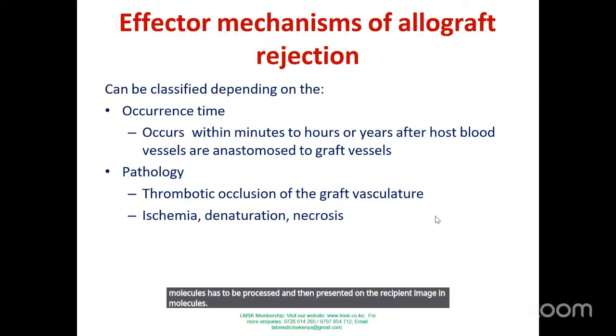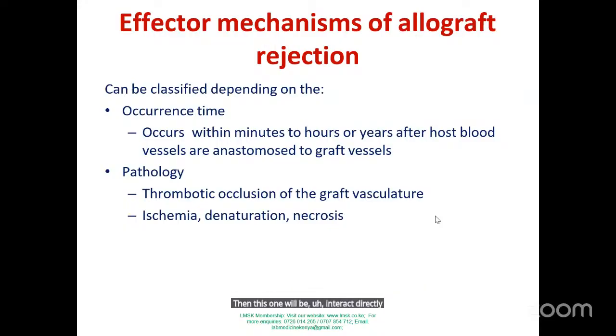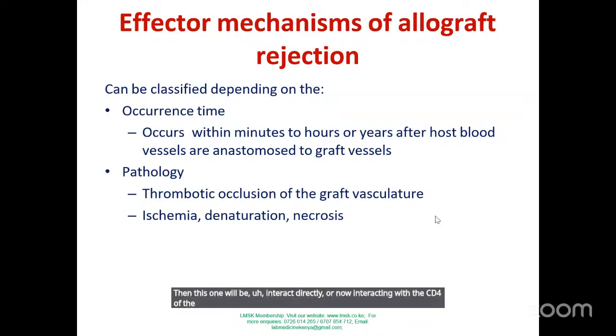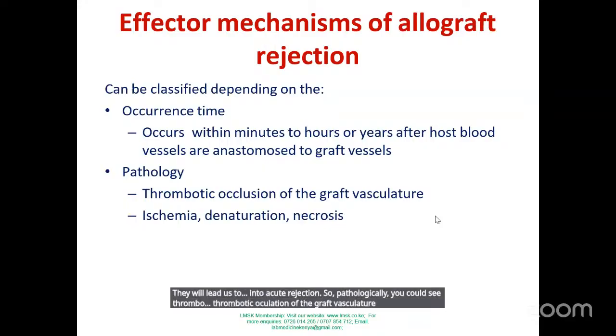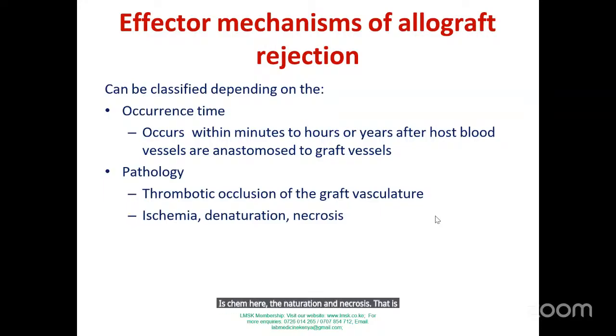This then interacts with the CD4 of the recipient cells, where the direct pathway would lead us to acute rejection, while the indirect pathway leads us to chronic rejection. We also saw that those mediated by antibodies lead us into hyperacute rejection. Pathologically, you could see thrombotic occlusion of the graft vasculature, as we will see in hyperacute rejection, and ischemia, denaturation, and necrosis, which is more the characterization of the acute and chronic phase.